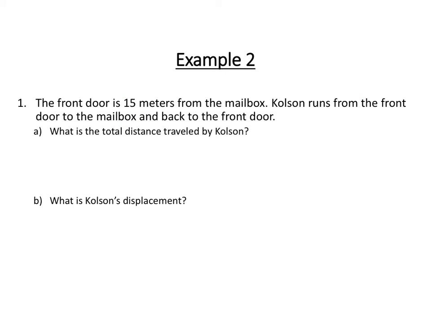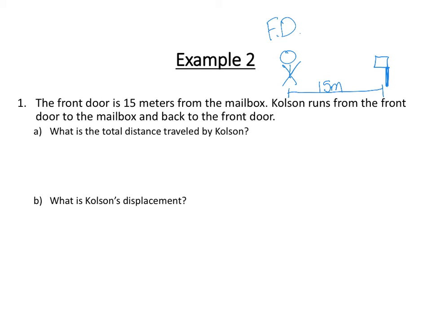All right, and last one. The front door is 15 meters from the mailbox. Colson runs from the front door to the mailbox and then back to the front door. What's the total distance traveled by Colson? Again, I like to diagram. So here's Colson at the front door. I'll put front door, okay? And then here is the mailbox over here. So we know that the distance between the front door and the mailbox is 15 meters.